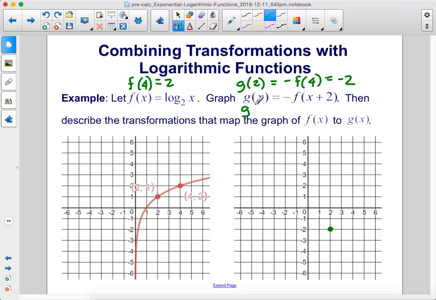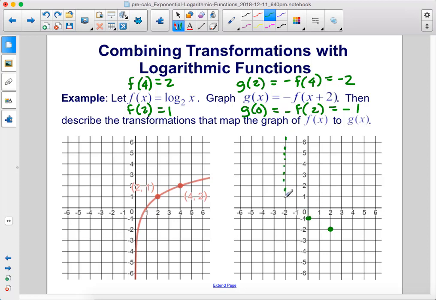Let's graph out g of 0. When x equals 0, we have negative f of 0 plus 2, which is 2. F of 2 is 1. Therefore, negative f of 2 is negative 1. So when x equals 0, we have a point right there.